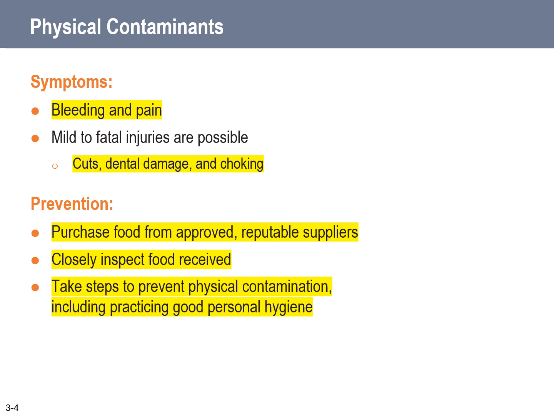Some symptoms of eating something that's not food are bleeding and pain in your esophagus and down to your stomach, and they can be mild to fatal injuries. You could have cuts in your mouth, on your tongue. You could have dental damage by biting down on something hard when you don't know it's hard because it's supposed to be soft. And you could choke.